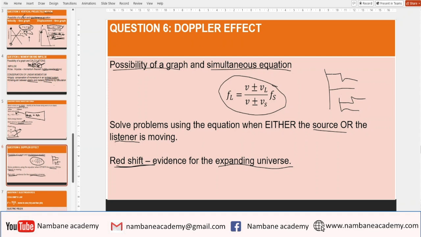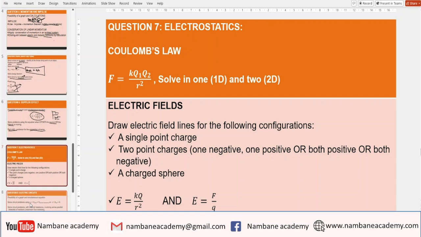And then we move to question number 7. With question number 7, we are having a combination of two. It can either be strictly on Coulomb's law, and for Coulomb's law, we have either one dimension or two dimensions. But when it is in two dimensions, that means the charges will be on the vertices of a particular triangle. So that's where the 3 will be coming in.